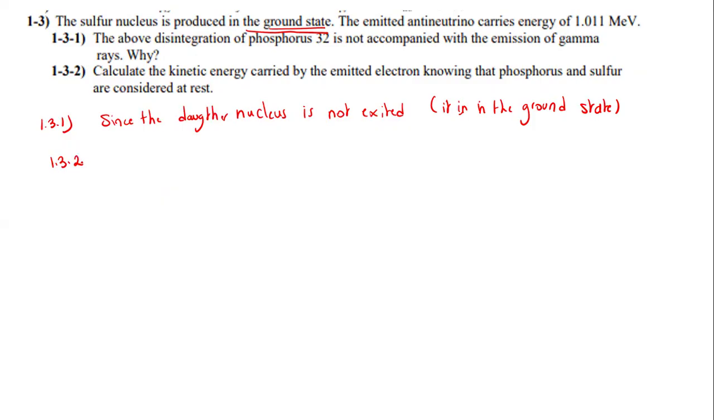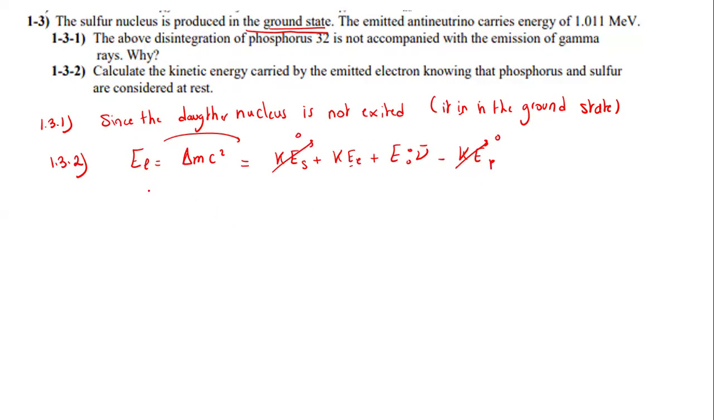Part 1.3, calculate the kinetic energy carried by the emitted electron, knowing that the sulfur and the phosphorus are considered at rest. Now we know the energy liberated, which is due to the decay of the phosphorus, shows in the form of kinetic energy of the daughter nucleus plus kinetic energy of the electron plus the energy of the antineutrino, minus the kinetic energy of the parent nucleus, which is the phosphorus. Now they tell us the phosphorus and the sulfur are both at rest, so both of them are zero.